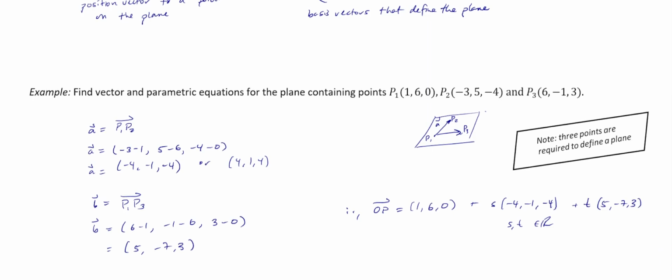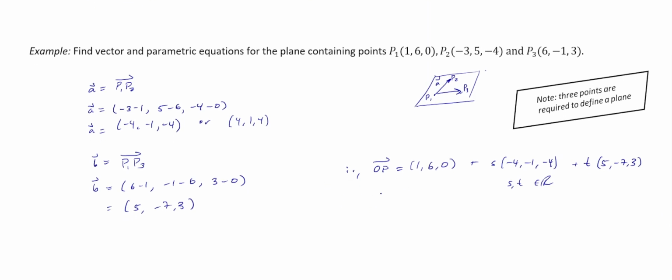So that's my vector equation, and then my parametric equations are x is equal to 1 minus 4s plus 5t. y is equal to 6 minus s minus 7t. And z is equal to negative 4s plus 3t. Note that we don't have a first constant because it's 0.